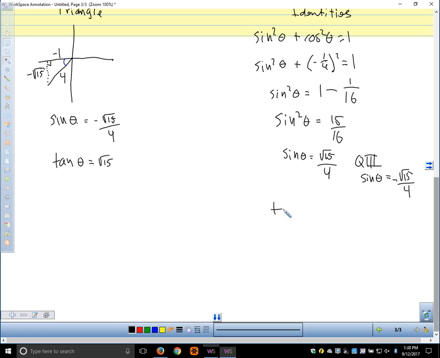Tangent theta is sine theta over cosine theta, just like the joke. So we can say that is negative square root of 15 over 4, over negative 1/4. When I multiply by the reciprocal of negative 1/4, I just get square root of 15. So two different ways, two different approaches to get to the same place.